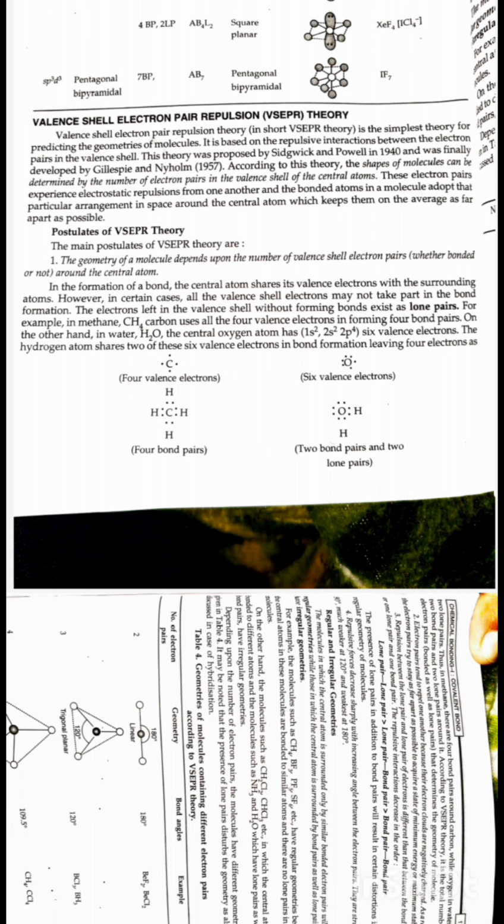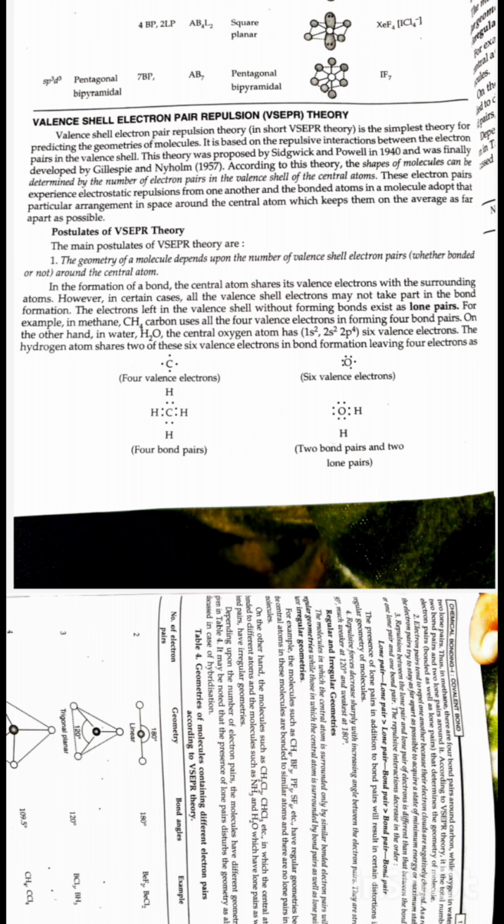First is the geometry of a molecule depends upon the number of valence shell electron pairs, whether bonded or not, around the central atom. In the formation of a bond, the central atom shares its valence electrons with the surrounding atoms. However, in certain cases, all the valence shell electrons may not take part in bond formation. The electrons left in the valence shell without forming bonds exist as lone pairs.